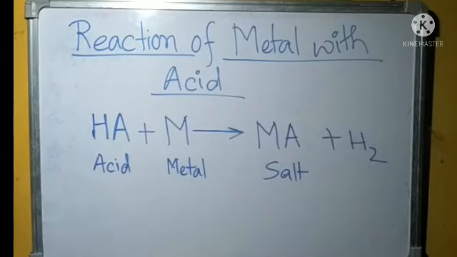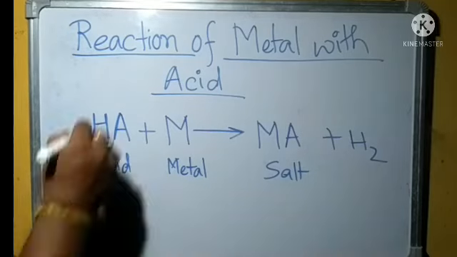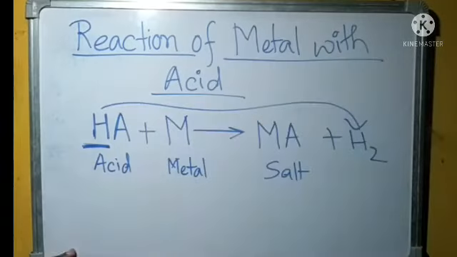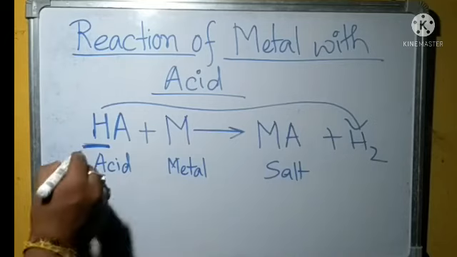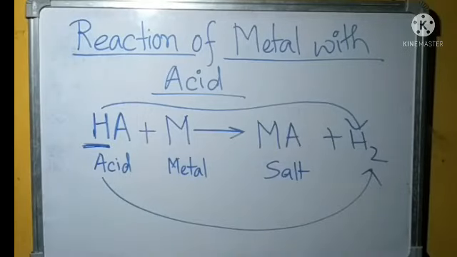Look here. This is a general representation, where I am considering that HA is the acid, M is the metal, MA is the salt, and H2 is the hydrogen gas. The hydrogen which is present in the acid will form the hydrogen gas in the product. Here the acid is the reactant, and the hydrogen present in that acid forms the hydrogen gas. Once the hydrogen forms the hydrogen gas, what is remaining?